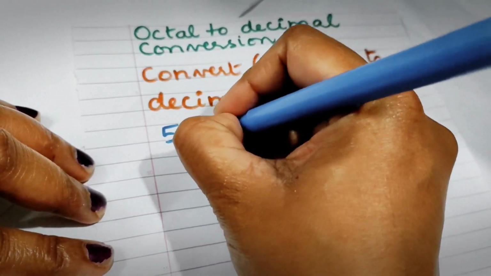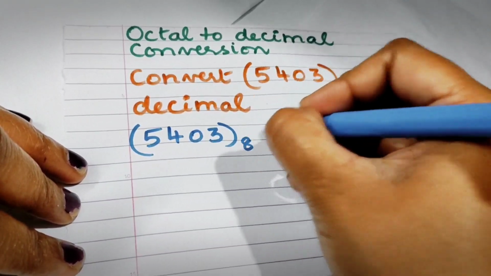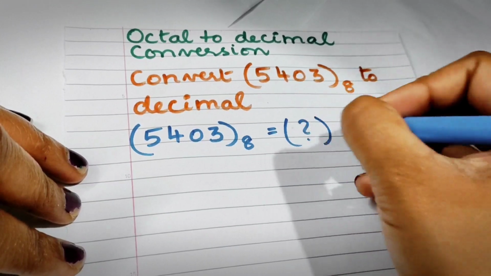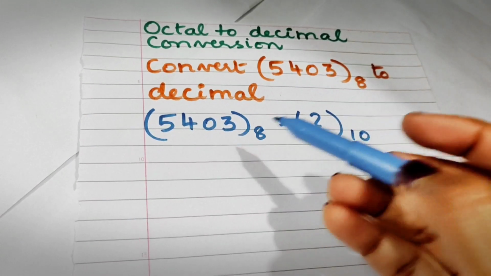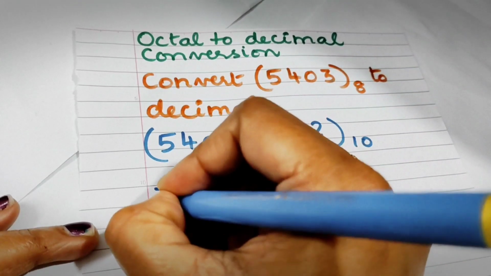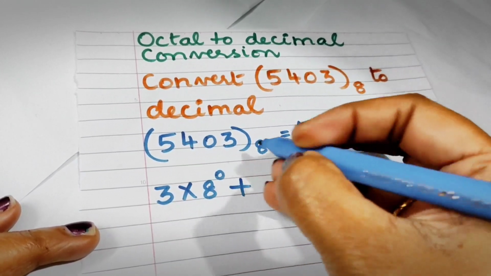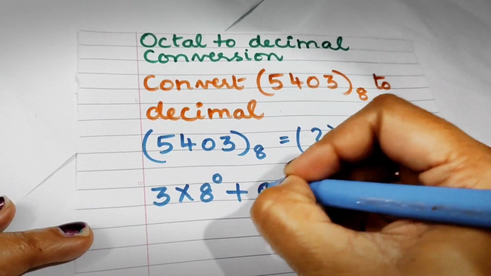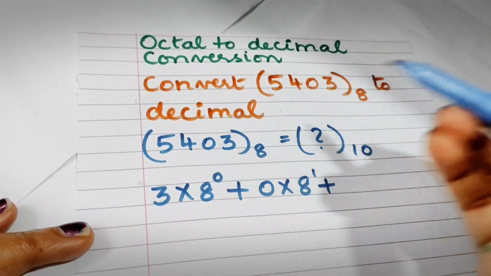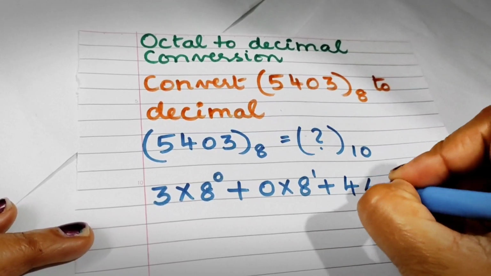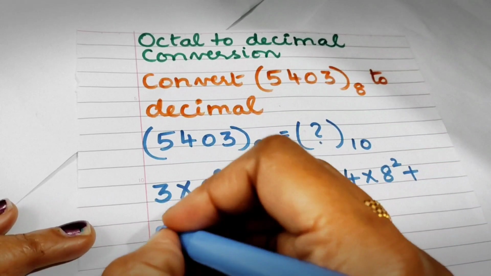We have to find out the decimal equivalent of the octal number 5403. Each digit in the octal number is to be multiplied with its place and the results are to be added up. So we start with the rightmost element, 3 multiplied with 8 raised to 0, plus the next number, 0 multiplied with 8 raised to 1, plus 4 multiplied with 8 raised to 2, plus 5 multiplied with 8 cube.